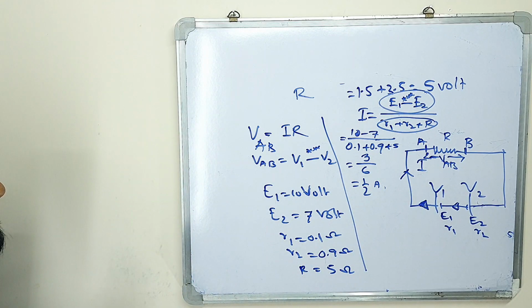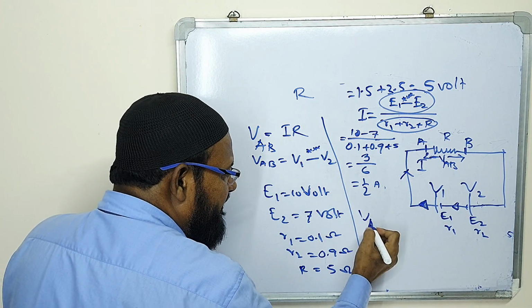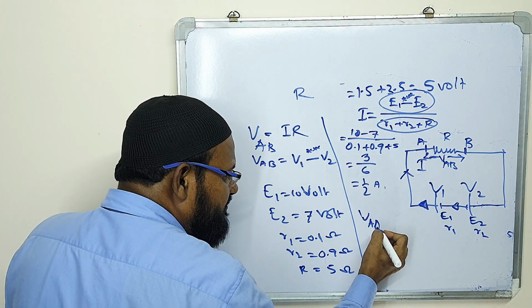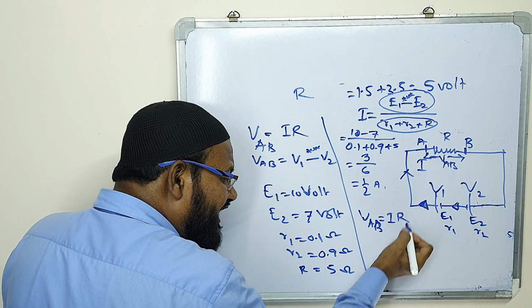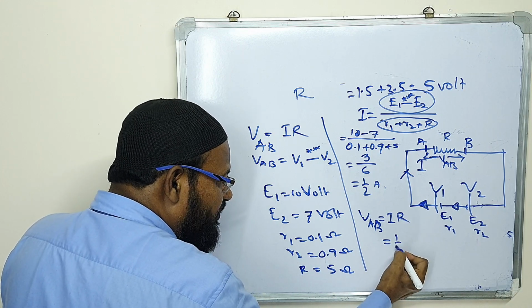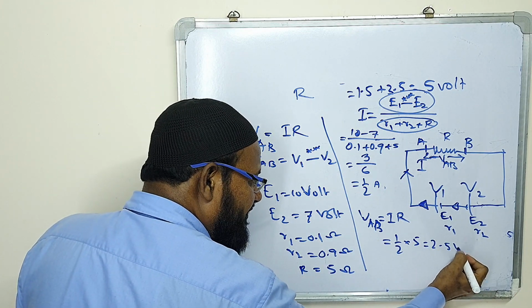According to this formula, sir, what is VAB? VAB, see here. This VAB equal to I into R. What is I? 1/2. What is R? This is 5, so this is 2.5 volt.